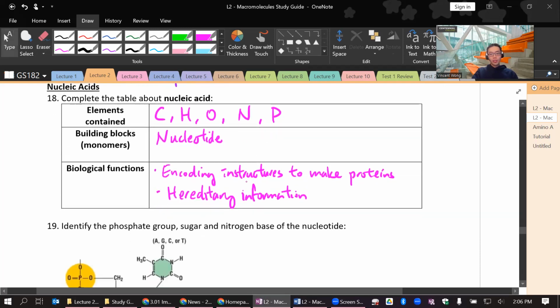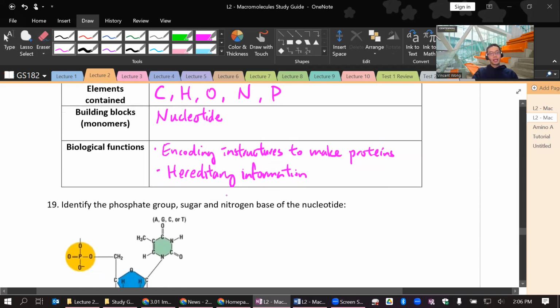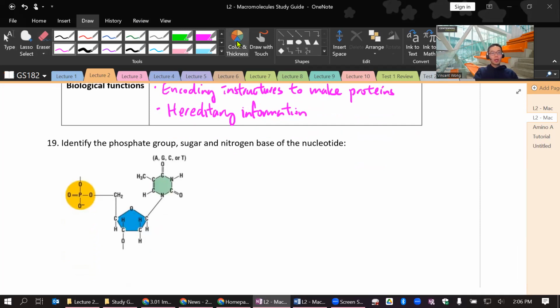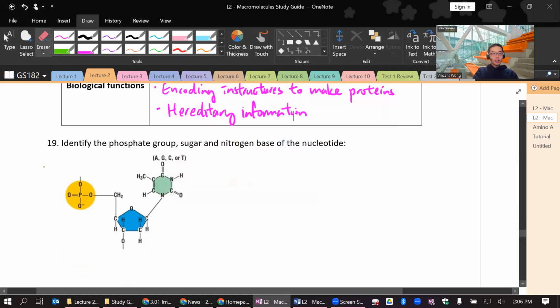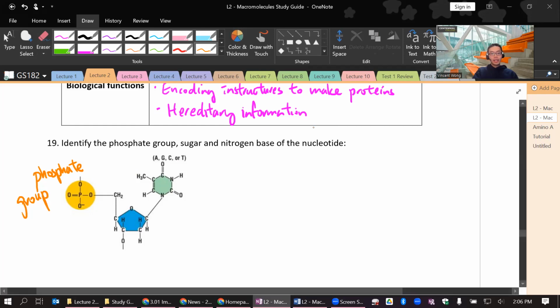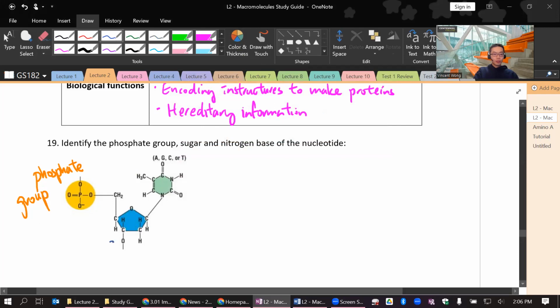Now let's take a closer look at the nucleotide, the building blocks of nucleic acid. And so here is a nucleotide. The nucleotide has 3 parts to it. Okay, there is the phosphate group again. It's the same phosphate group that you saw in phospholipid. Phosphate group. And it is connected to a sugar. Right here, that's a sugar.